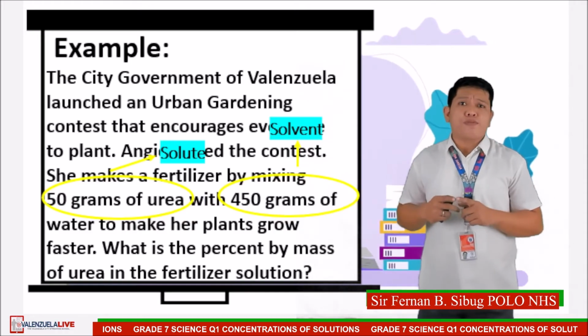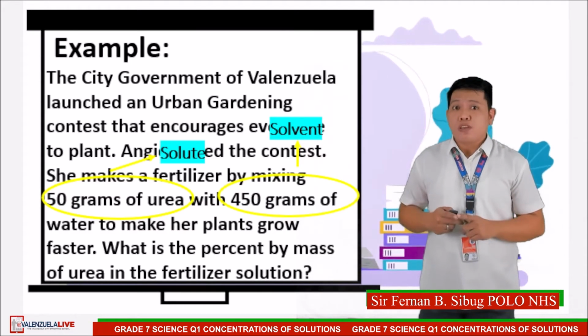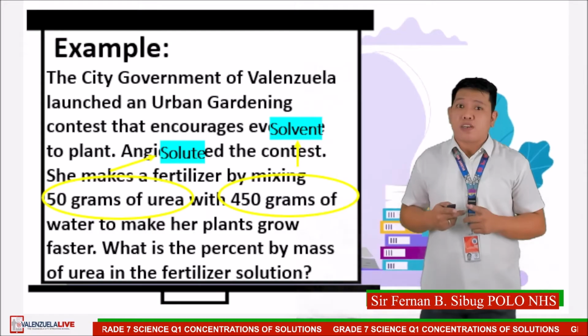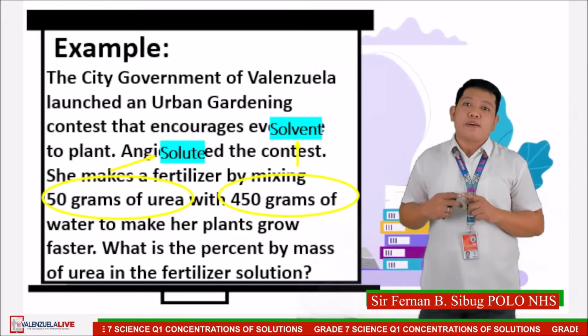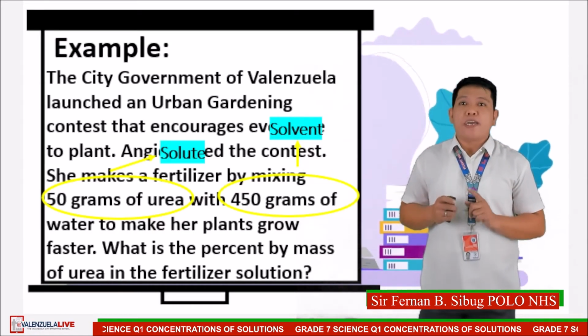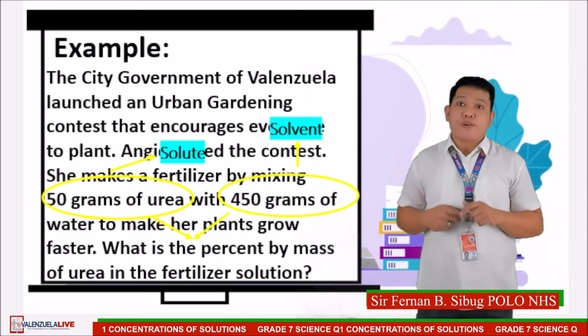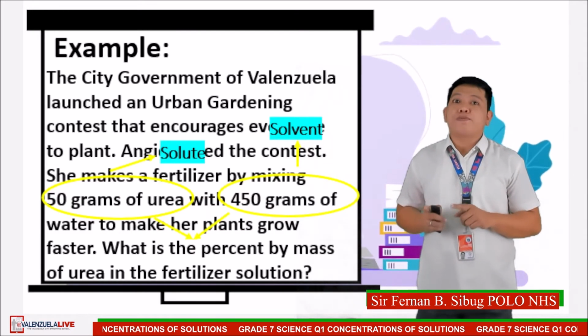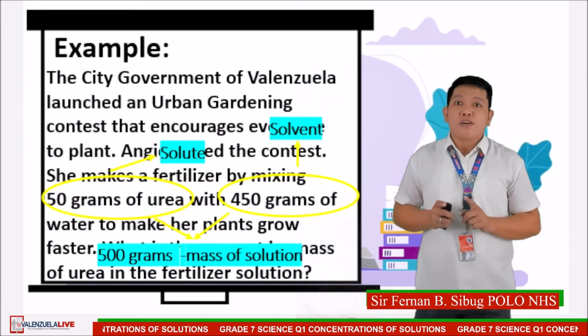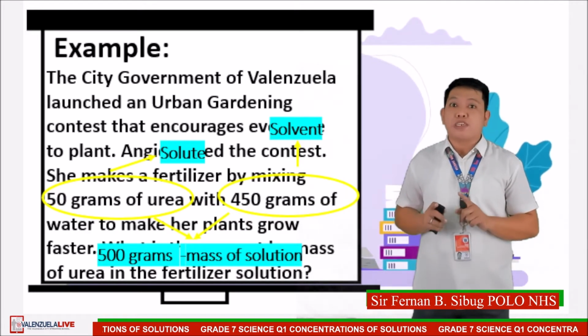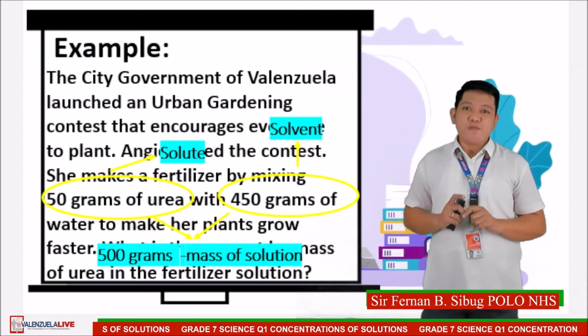We also need to find the mass of the solution. Even though that is not given in the problem, we can calculate the mass of the solution by adding the mass of solute with the mass of solvent. So 50 grams of urea plus 450 grams of water, we will have 500 grams, which is the mass of the solution.